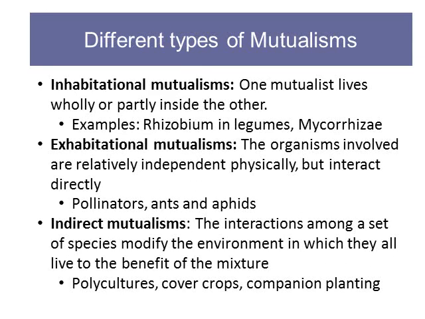So we talked about mutualisms before. So we talked about inhabitational mutualisms. The rhizobium and the mycorrhizal fungi that live in the roots. That's an example of an inhabitational mutualism. Both species are benefiting and one lives inside the other. The other one is an exhabitational mutualism, means it lives outside. The organisms involved are independent physically, but they interact directly.